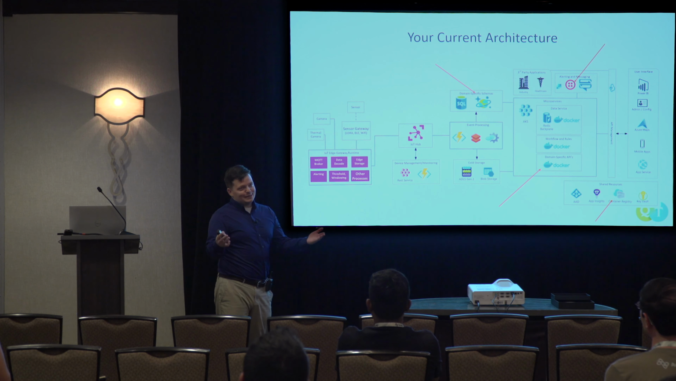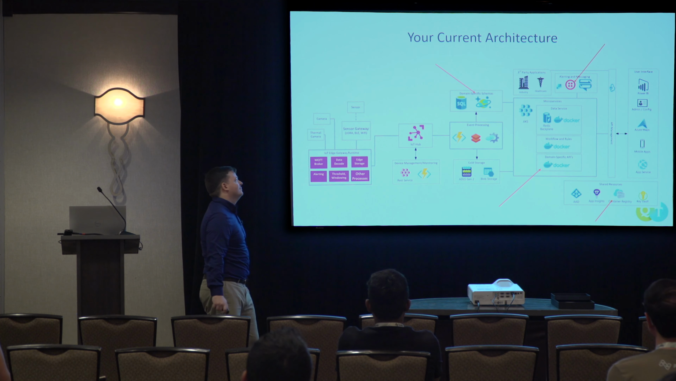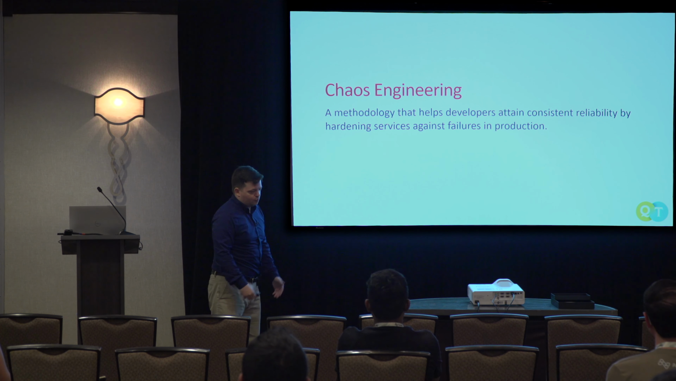Did you set it up in a way that now that it failed over, it's on the other side of the planet, and every time you try to make a request, it has to go across the Earth to get it? So those are the things we're looking at to test with chaos engineering.